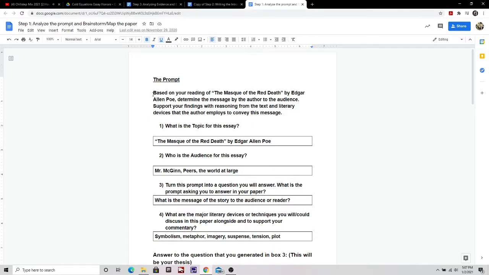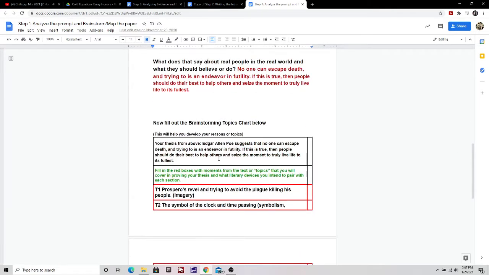So step 1, based on your reading of Masque of the Red Death by Edgar Allan Poe, determine the message the author is trying to present to the audience. Support your findings with reasoning from the text and literary devices, so on and so forth. So we went through this. We decided that our thesis was going to be this. Edgar Allan Poe suggests that no one can escape death, and trying to is an endeavor in futility.